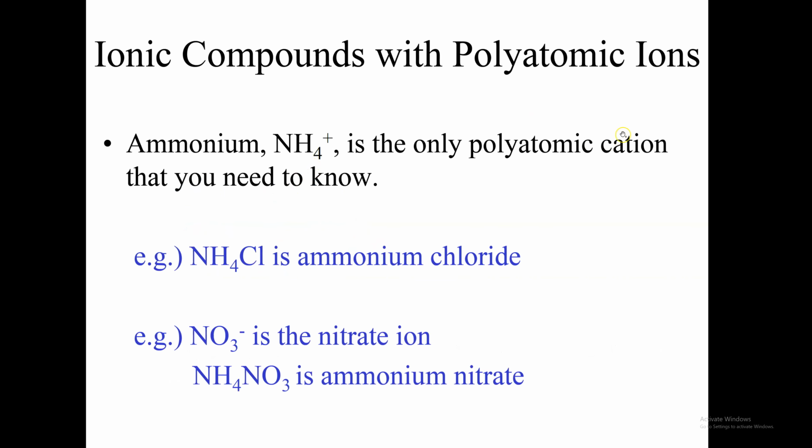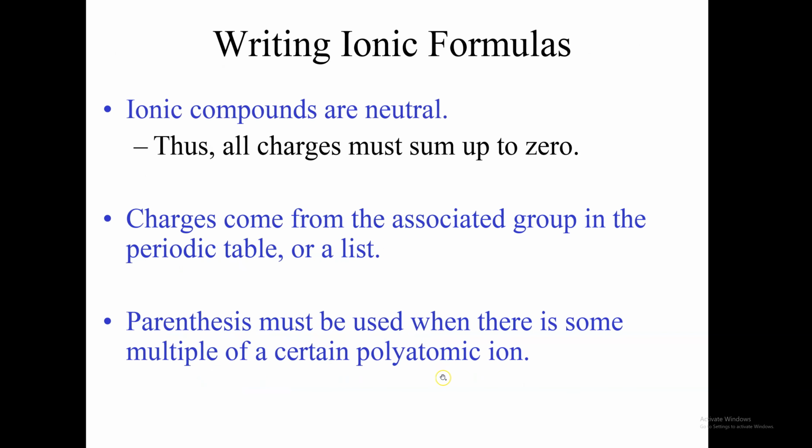Ammonium is the only polyatomic cation that you need to know for this class. So NH4 is the only cation that has a positive charge. The majority of all the cations are going to be metals. And so here's an example. NH4Cl is called ammonium chloride. NO3 is your nitrate ion. So if you were to put these two together, you call it ammonium nitrate, not nitride, because this is a polyatomic ion.